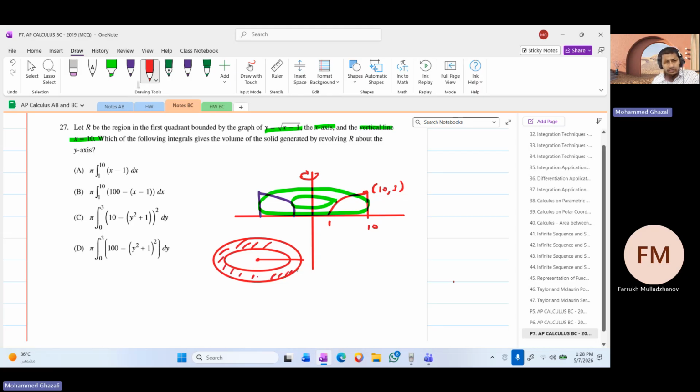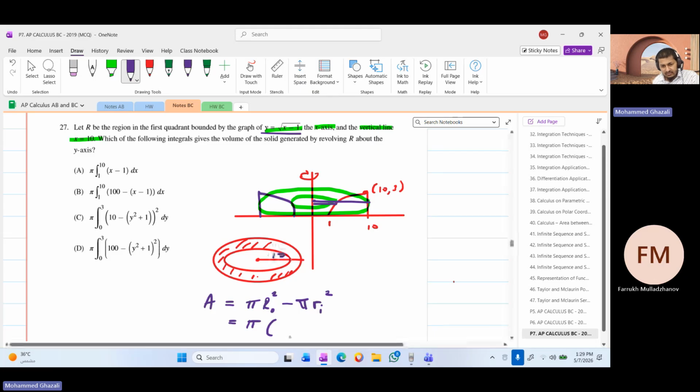And your inner function. So this is your x value. If you're going horizontally from here to there, that's 10. And if you're going from here to there, that's your inner function. Because your cross section is horizontal, area is equal to pi R squared, big R, minus pi r squared, small r. So this is outer and that's inner. You can take pi out as a common factor. What's R outer? That distance is 10.